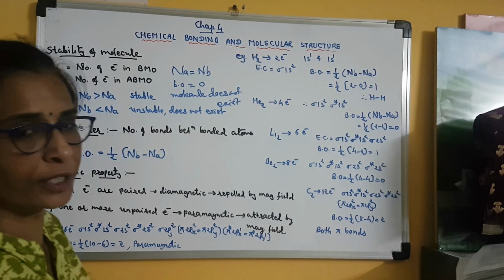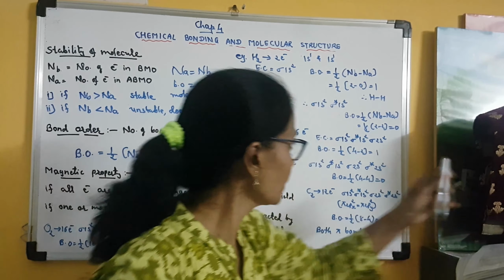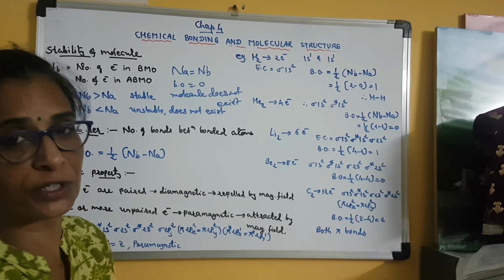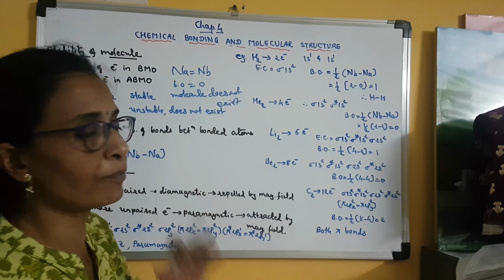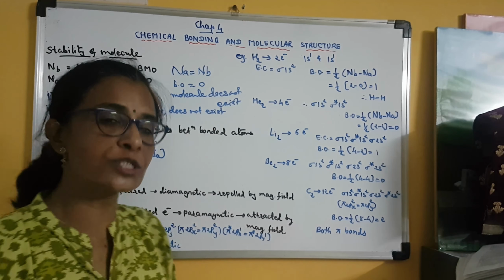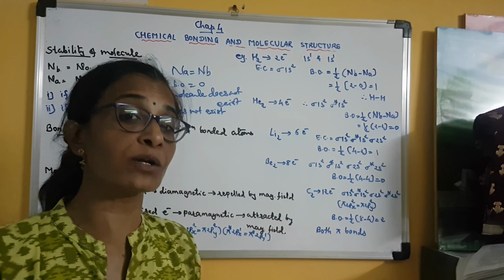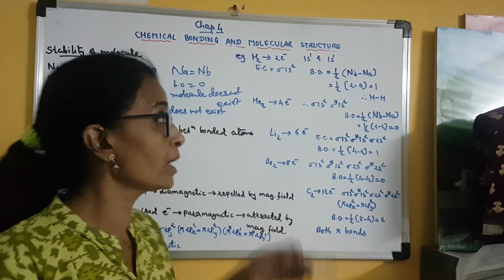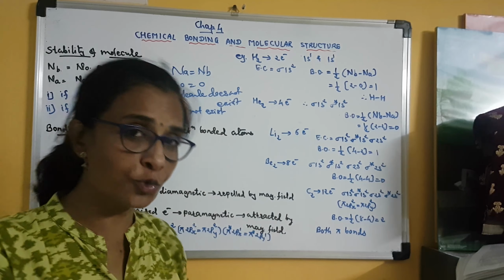So in case of helium, the bond order is 0. Clear? Means no bond can be formed between two helium atoms. So this type of molecule will not exist. Clear? So why is He2 not possible? This type of question can also be asked. Clear? In 2 marks. Why is He2 not possible? H2 is possible but He2 is not possible.